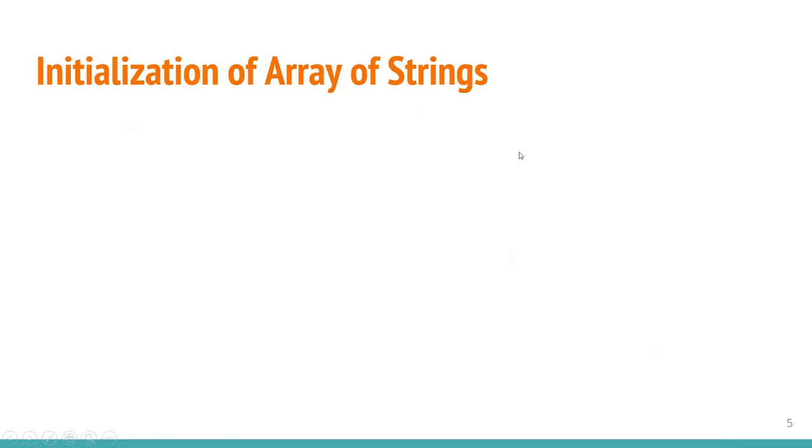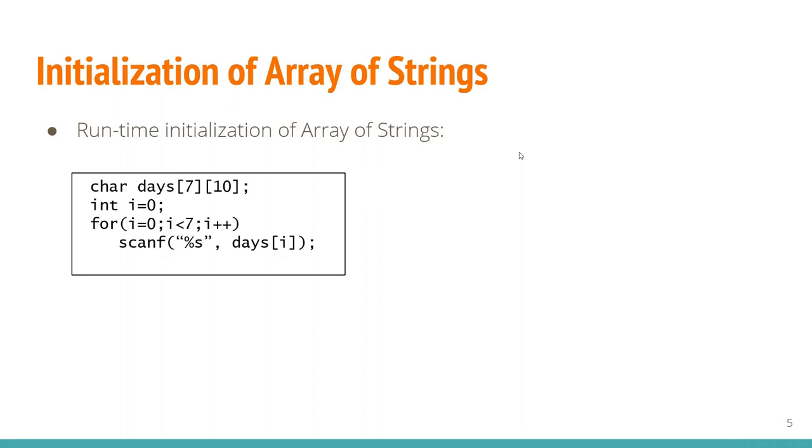We will now see the runtime initialization of an array of strings. As we have discussed with strings, there are two ways to specify runtime initialization of strings. In the same way here also, we have two ways of specifying runtime initialization of an array of strings. The first one is using scanf.